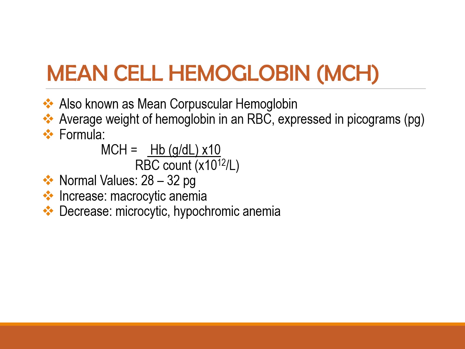If the result of the MCH is more than 32, the patient could be experiencing macrocytic anemia. Whereas, if the patient's MCH result is less than 28 picograms, the patient is experiencing a microcytic hypochromic anemia.